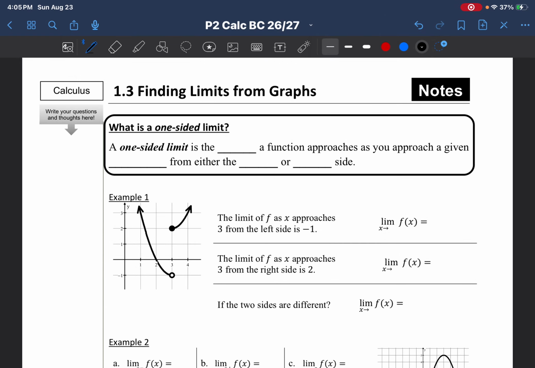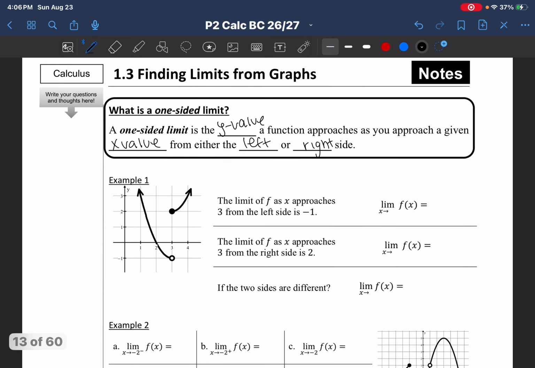Okay, this is 1.3, finding limits from graphs. So it starts off by asking, what is a one-sided limit? A one-sided limit is the y value a function approaches as you approach a given x value from either the left or the right side. So let's look at an example.